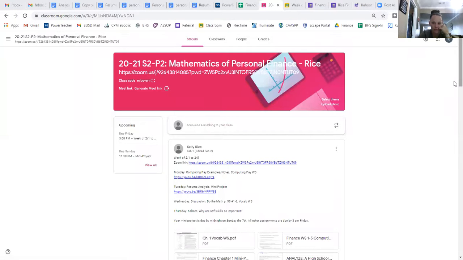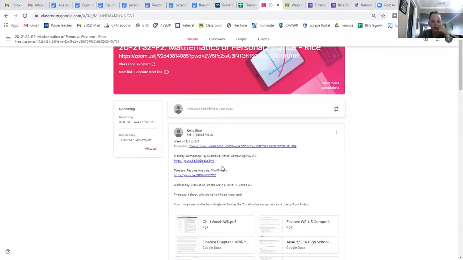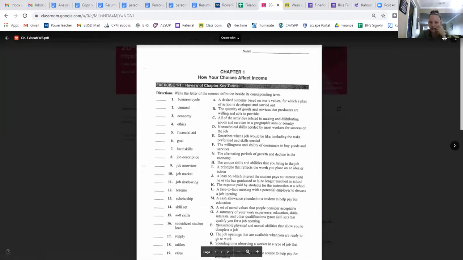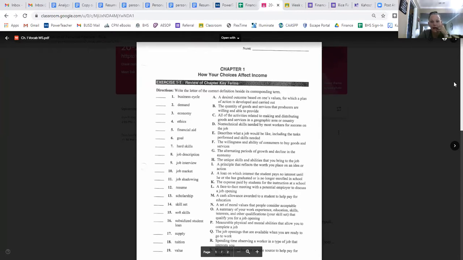So here is your Google Classroom. You're very familiar with it, I am sure. So your homework tonight is a vocab worksheet. So it's this first attachment here. You can print it, but you don't have to. If you print it, you'll just insert photos of your worksheet into your Google Doc for the week. If you're choosing to type it, that's fine.